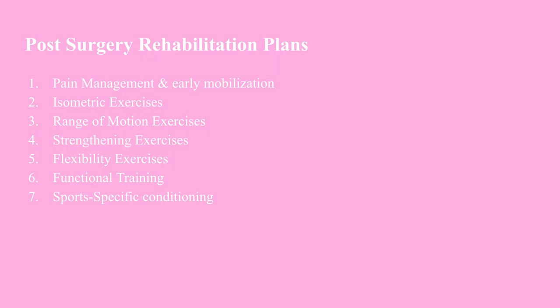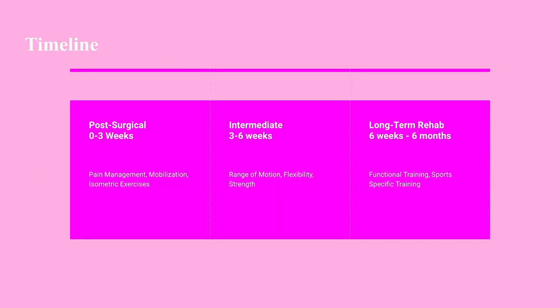The post-surgery rehabilitation plan is to manage pain and start early mobilization, then to increase to isometric exercises. From there, go to range of motion exercises, and then increase to strengthening, then flexibility, then functional training, and finally sports specific conditioning to get the patient cleared and back to sports.